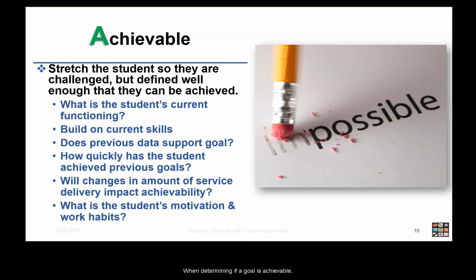When determining if a goal is achievable, consider the following. What is the student's current functioning? Does the goal build on current skills? Does previous data support the goal? How quickly has the student achieved previous goals? Will changes in the amount of service delivery impact achievability or impact the rate of progression? It is also important to know the student's motivation and work habits.